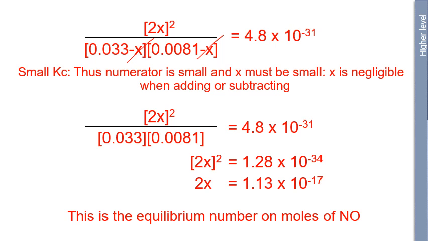Okay, so hopefully that made sense. Okay, so just basically for small Kc, the numerator is really small, so you don't worry about x.